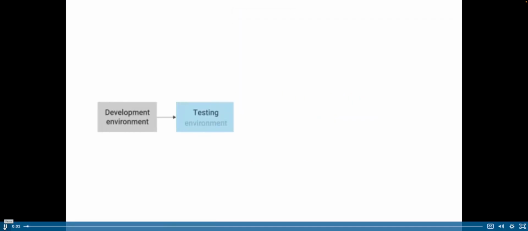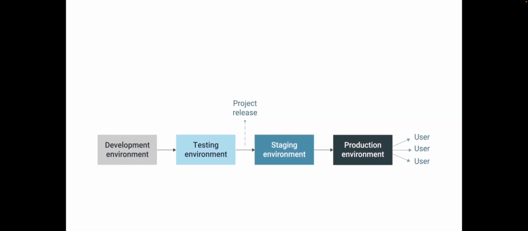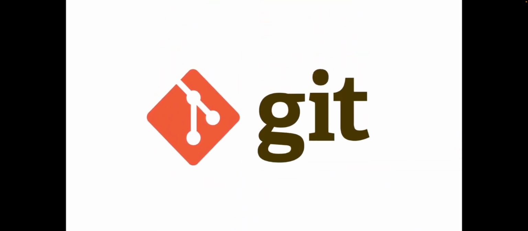In this video, we'll discuss the difference between development and production environments. As you've learned by now, you can have multiple environments or versions of your code base and manage them all using a version control system like Git.